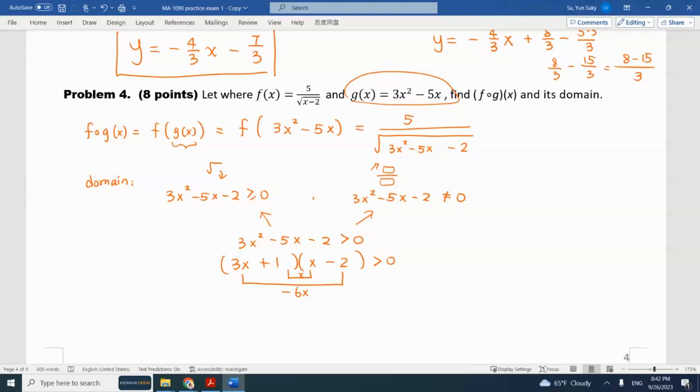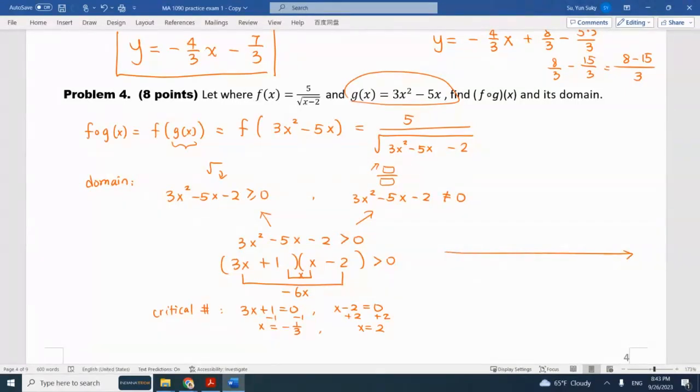Okay, everybody? And then we keep going. We have the factoring and we find the critical numbers. The critical numbers: you set each factor equal to 0 and solve for x. We subtract 1 on both sides and divide by 3, we get minus 1/3. Here we add 2 on both sides, we get x is 2.